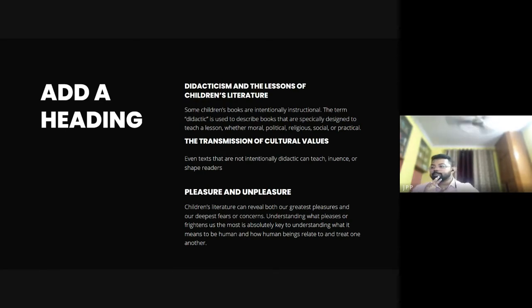Finally, we have the point of pleasure and unpleasure. Now, as you have noted, children's literature, as we can see on the slide itself, can reveal both our greatest pleasure and our deepest fears and concerns. Understanding what pleases or frightens us the most is absolutely the key to understanding what it means to be human and how human beings relate to and treat one another.